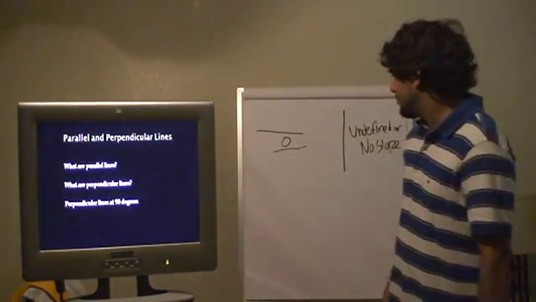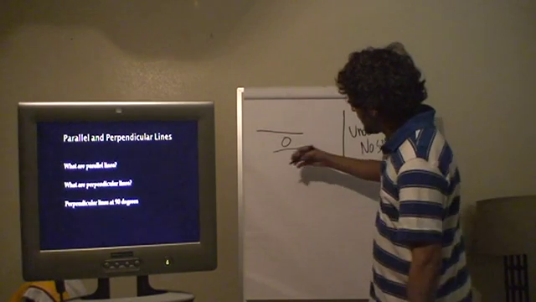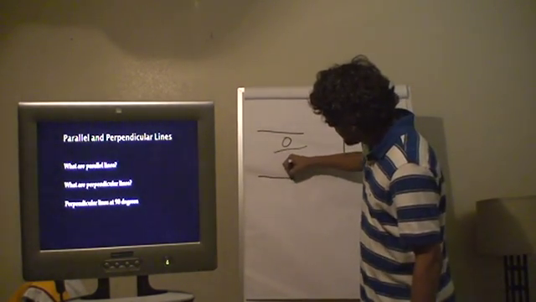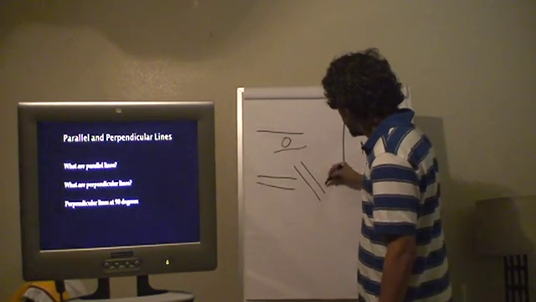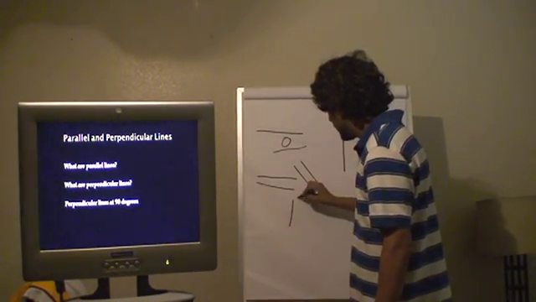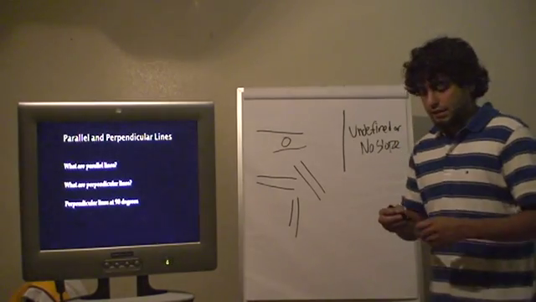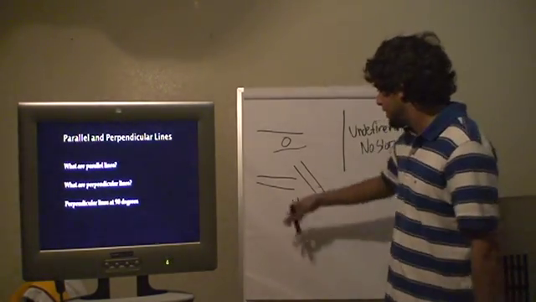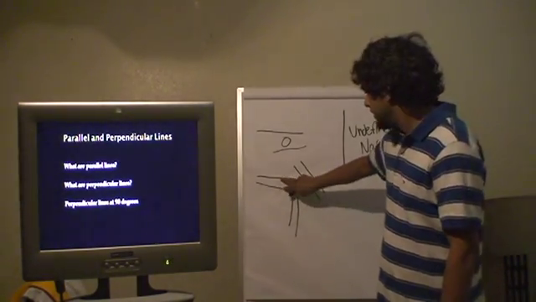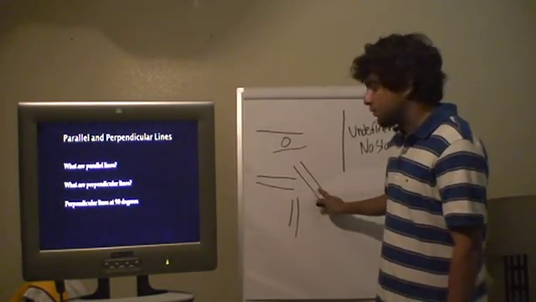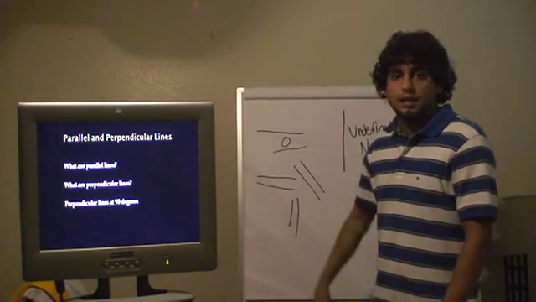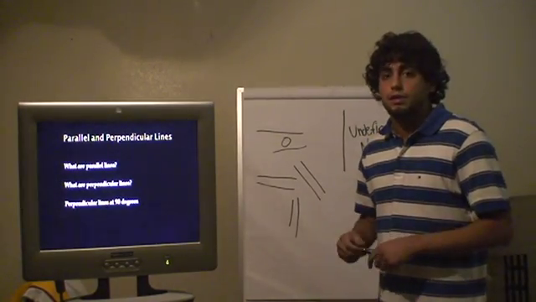Now let's talk about parallel and perpendicular lines. Parallel lines are lines that run along together. Okay? Those are all examples of parallel lines. Now what's special about these lines is they will never cross each other, okay? These lines will never cross at any point. They all have the same slope, okay?